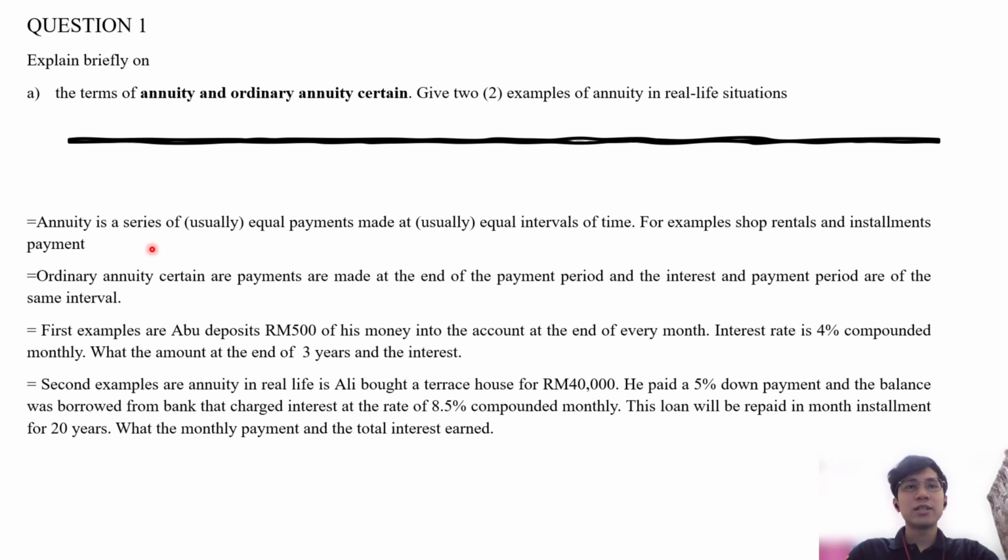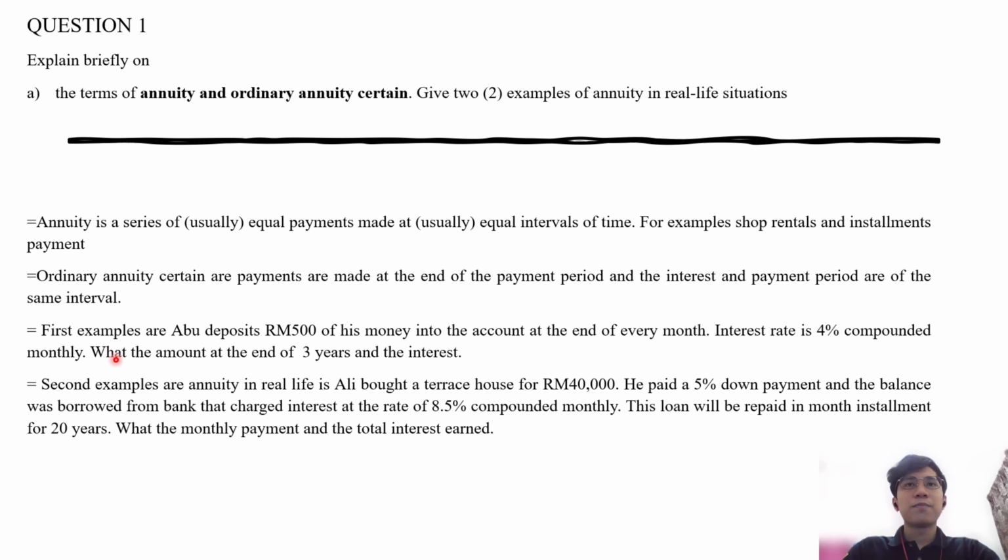Annuity means a series of equal payments made at equal intervals of time, for example shop rentals and installment payments. Ordinary annuity certain means payments made at the end of the payment period, and the interest period and payment period are of the same interval.